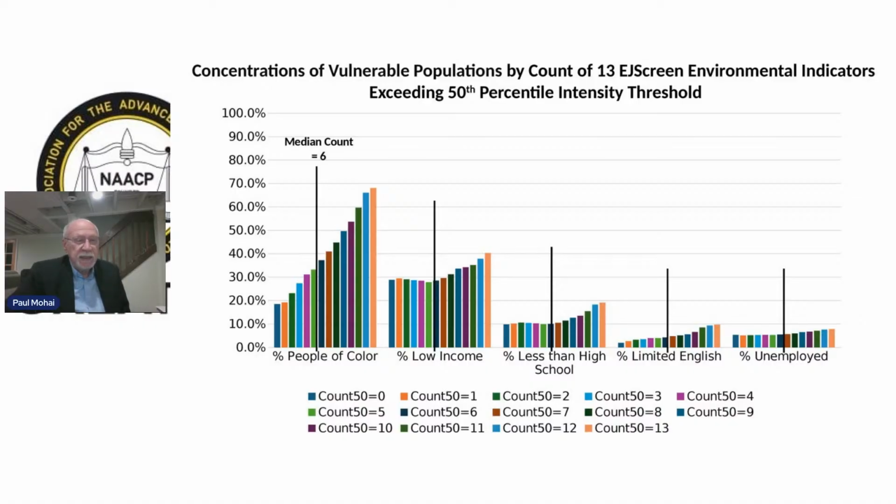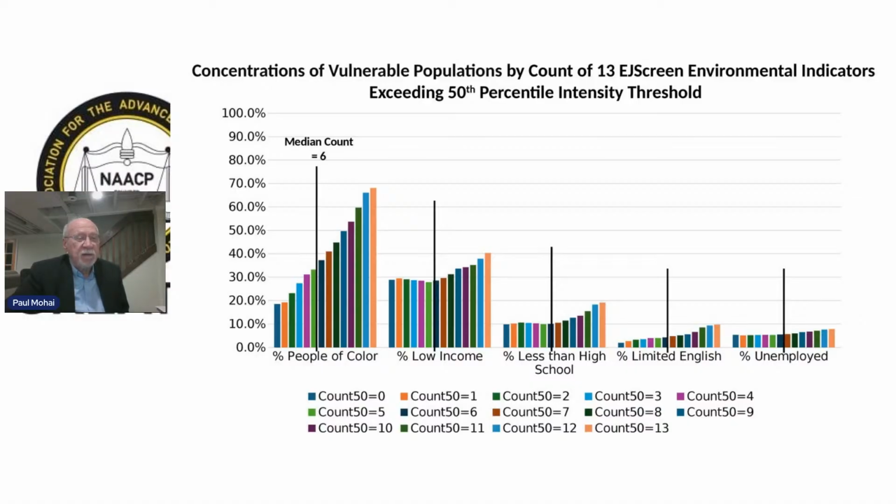And what I show here is that, as that count increases from 0 to 13, I'll look again for people of color, the concentration keeps going up all the way from around 18% to almost 70%. You can see what a dramatic increase that is. Now, for the other social vulnerability indicators, the results aren't quite as dramatic. But what I found was, whenever you go past the median count, the concentration of vulnerable populations goes up.